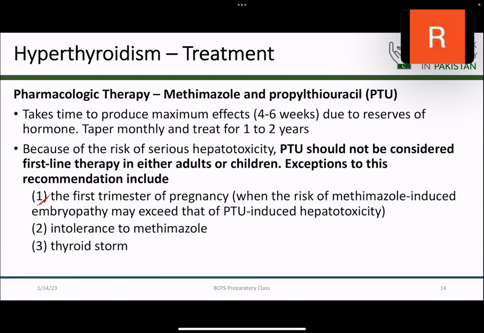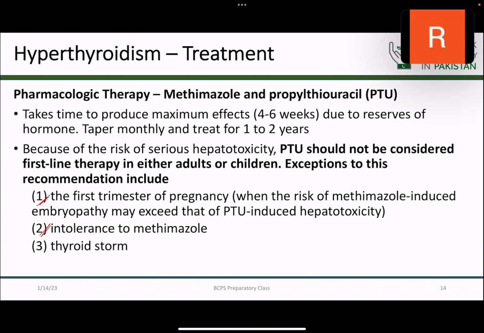And if the patient is intolerant to methimazole, then definitely propylthiouracil can be used. And in thyroid storm specifically, propylthiouracil is more effective as a loading dose and a maintenance dose after that. So in these three states only, propylthiouracil is preferable over methimazole. Otherwise, methimazole is the drug of choice.